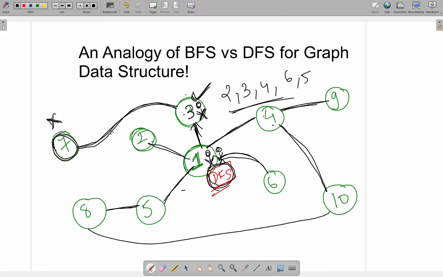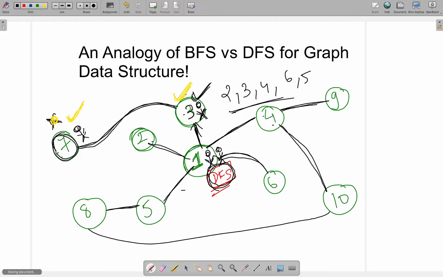Let me represent the list of conquered cities by a yellow mark. So this city is conquered. This city doesn't have a yellow mark, so it is not conquered. So DFS thinks that, since this city is not conquered, let me go to that city and conquer that as well. So now DFS has reached here.